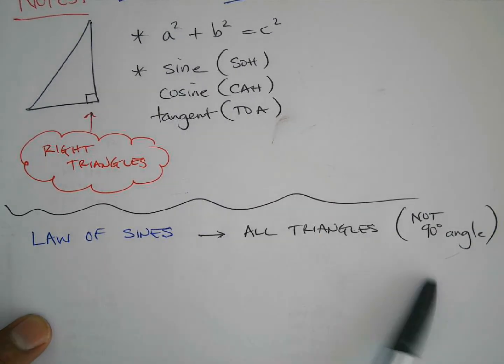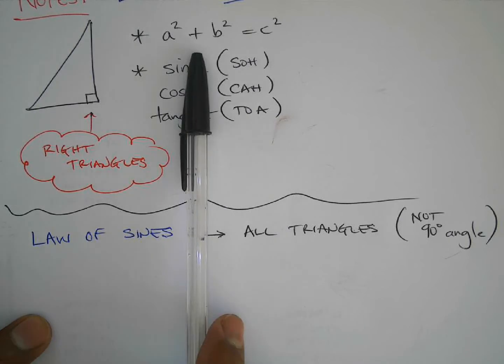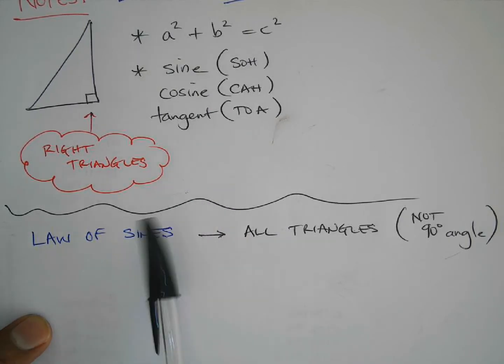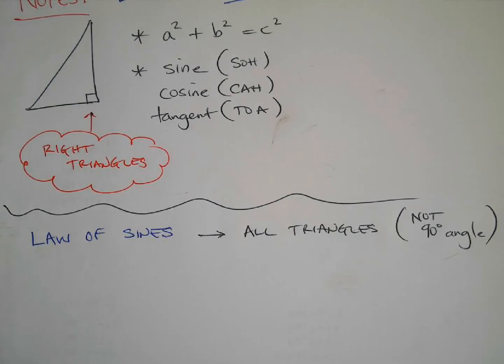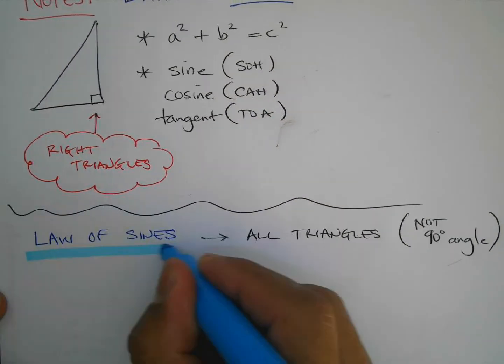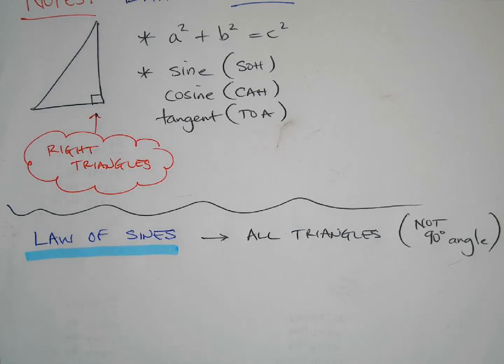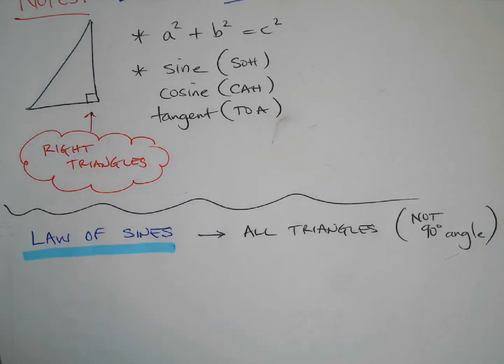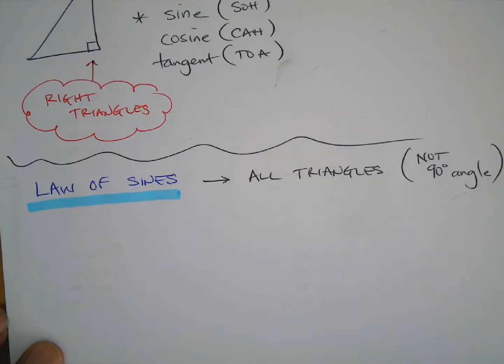For these triangles, you cannot use a squared plus b squared equals c squared. You can't use SOHCAHTOA. But you will be able to use the law of sines to find missing sides and to find missing angles. So this is where we start applying the law of sines, for triangles that are not right triangles.